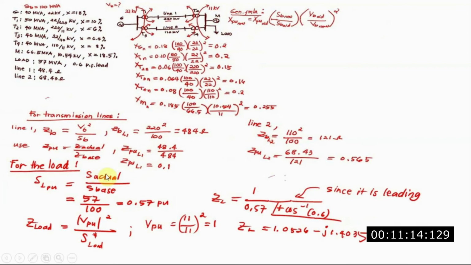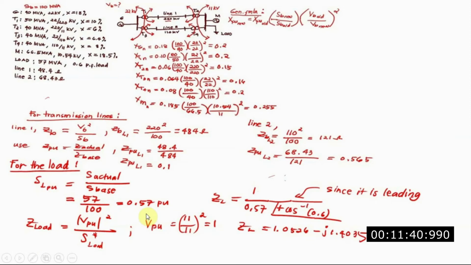For the load, the apparent power of the load per unit, we again use the actual over the base. What is the actual? The actual is 57 MVA. For the base, we have already chosen 100. So you divide 57 by 100, that is 0.57 per unit. That is the apparent power of the load.